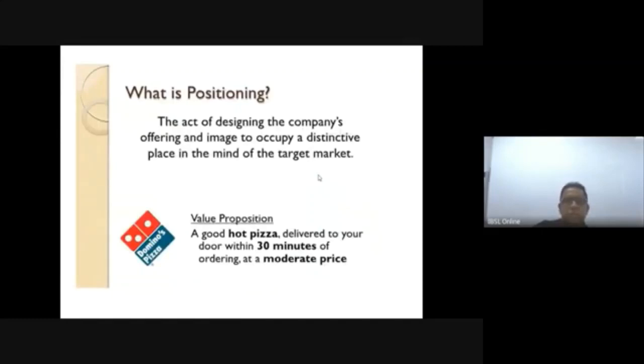elements. Because along with the position there's a value proposition. So this is how you are remembered by the customer. Positioning is the act of designing the company's offering and image to occupy a distinctive place in the mind of the target market or the target customer. So Domino's Pizza value proposition is, I said, a hot pizza delivered to your door within 30 minutes of ordering at a moderate price.